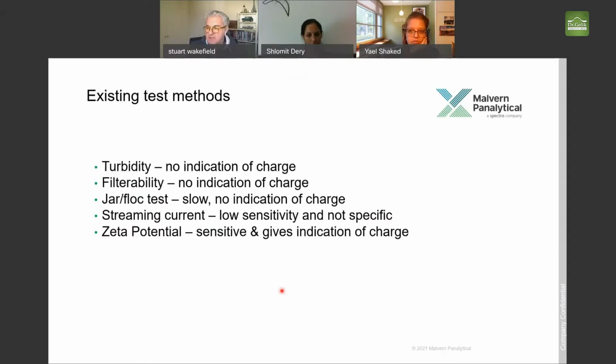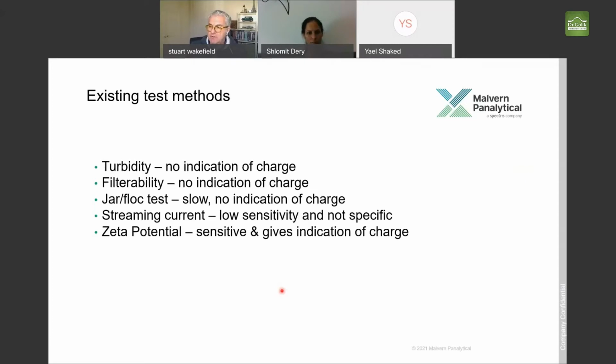Perhaps the most common test, though, is what's known as the jar or the flock test. And we'll talk about that in a moment. But this test, as most people will know on the call today, is very slow, it's time consuming, it's not really dynamic because it's only representative at a certain point in time. So if you collect your water, by the time you've taken it back and done the test, it could be an hour later, could even be 3 hours later, depending.